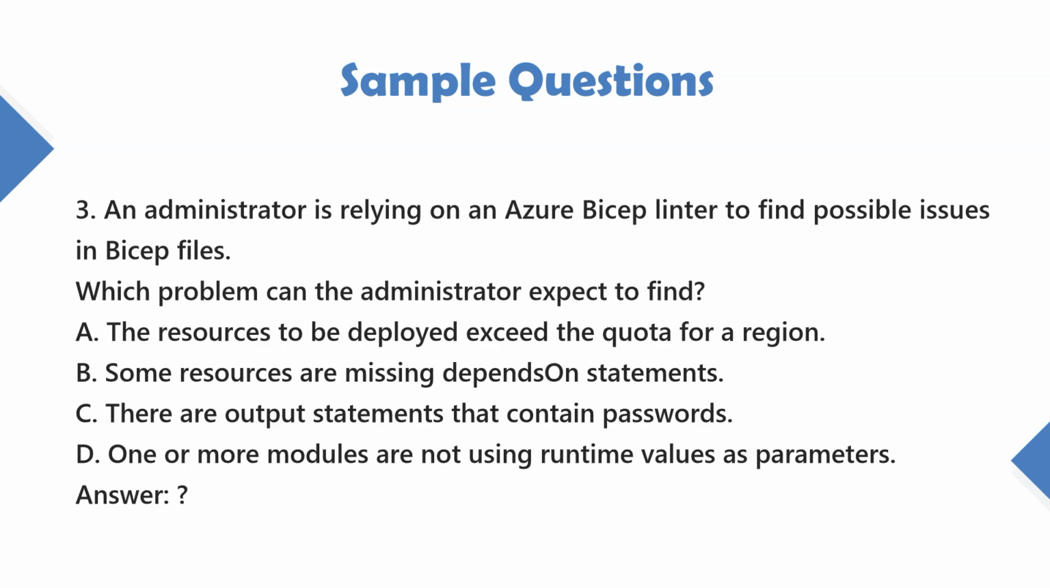3. An administrator is relying on an Azure Bicep linter to find possible issues in Bicep files. Which problem can the administrator expect to find? A. The resources to be deployed exceed the quota for a region. B. Some resources are missing depends on statements. C. There are output statements that contain passwords. D. One or more modules are not using runtime values as parameters.